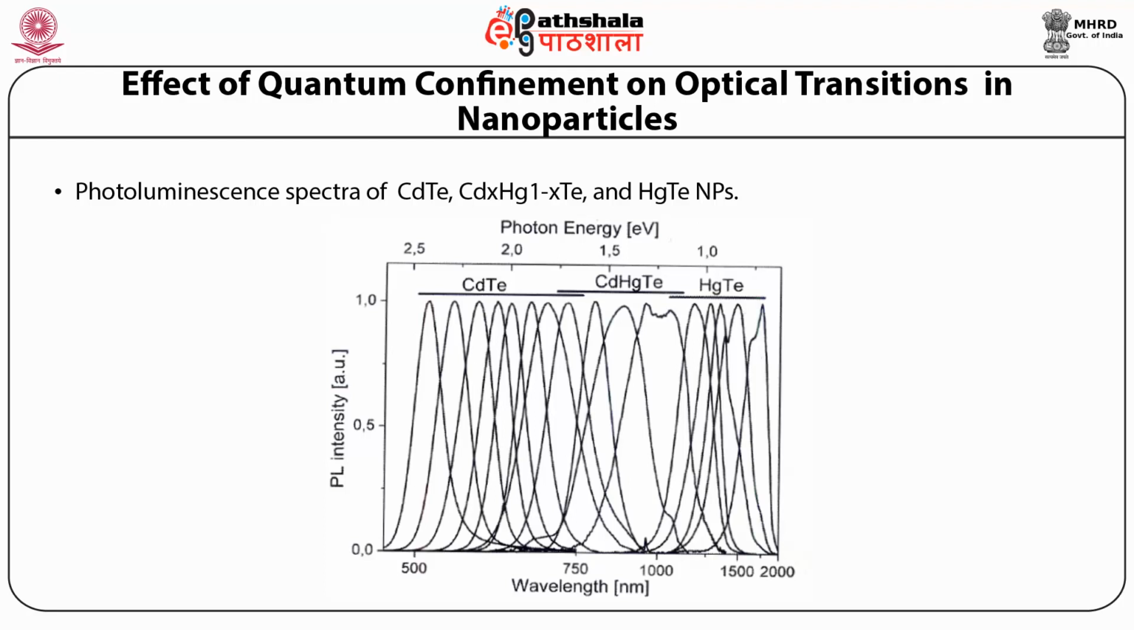Further, the quantum efficiency of luminescence of cadmium telluride, cadmium(x) mercury(1-x) telluride and mercury telluride nanoparticles is quite high, 40 to 50%, making them most attractive for different applications.